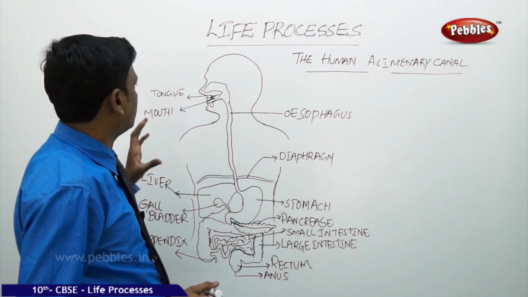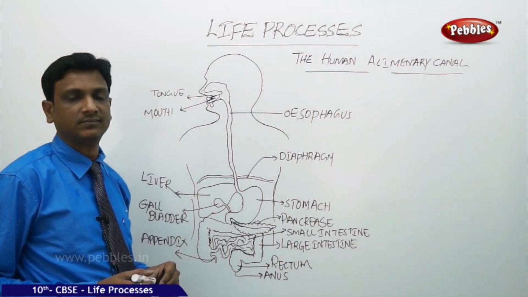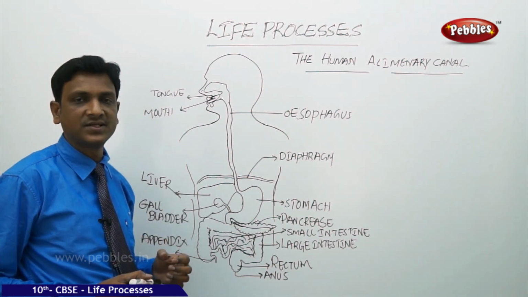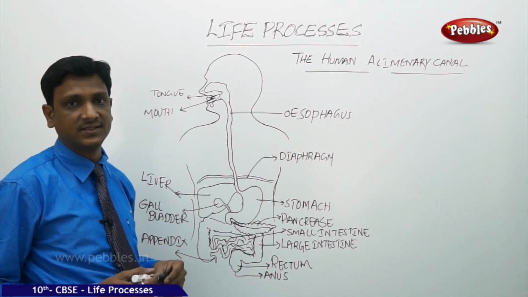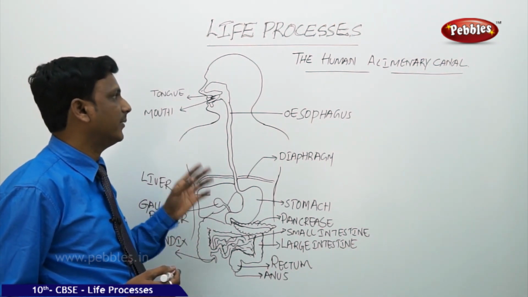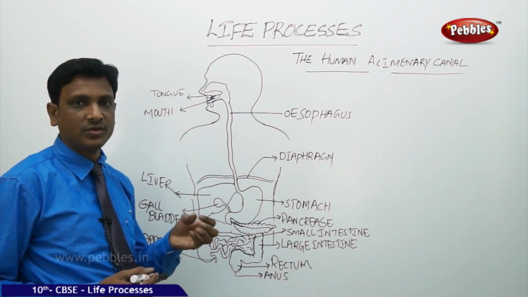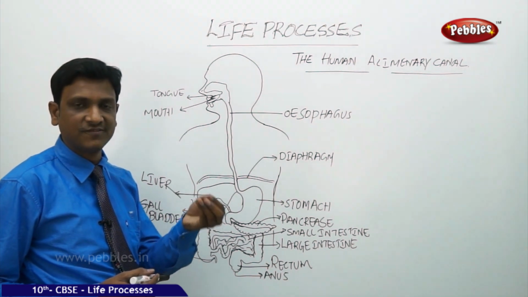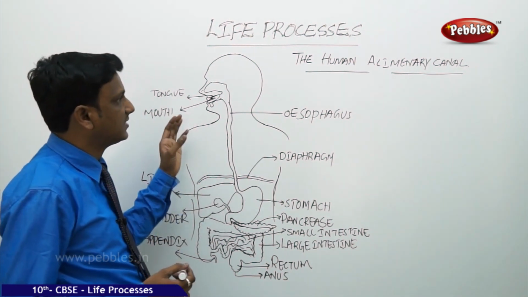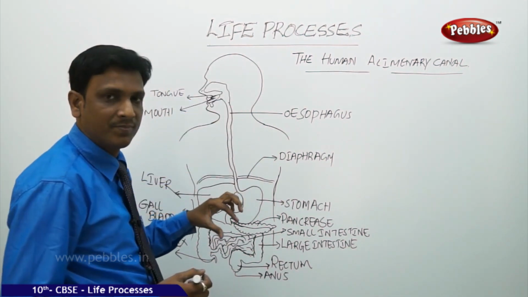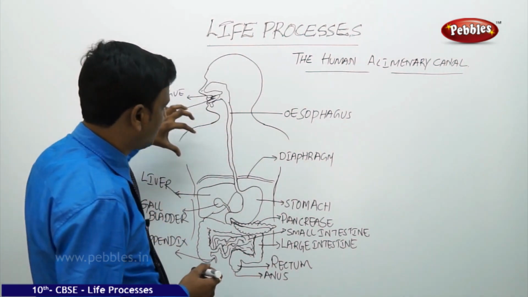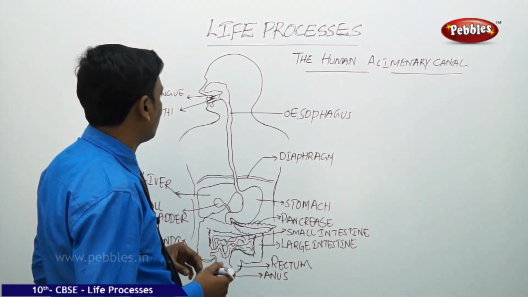So let us look at the nutrition in human beings. It's carried out by a complex and well-organized structure called the alimentary canal. The process of digestion, the process of nutrition takes place in this alimentary canal. This is a long tube-like structure. Let us see the description, the various parts of the human alimentary canal.